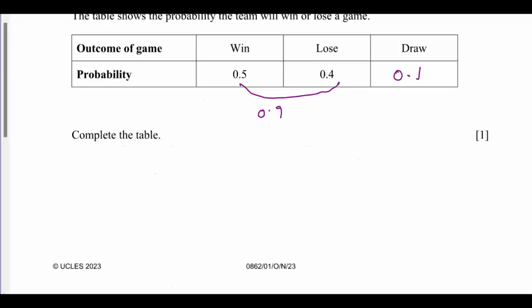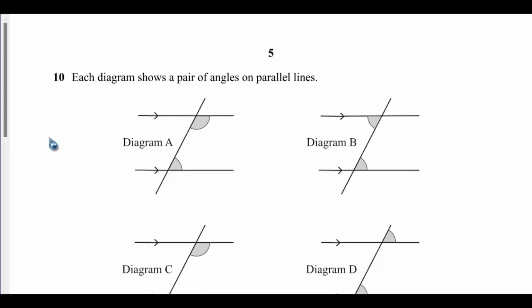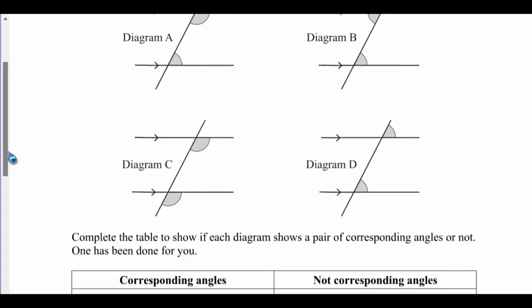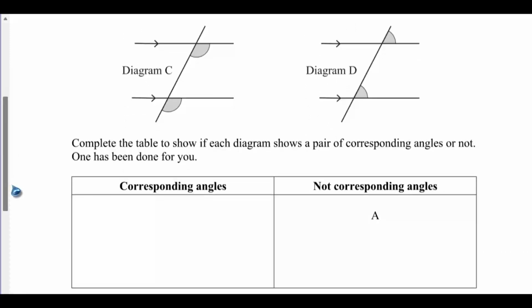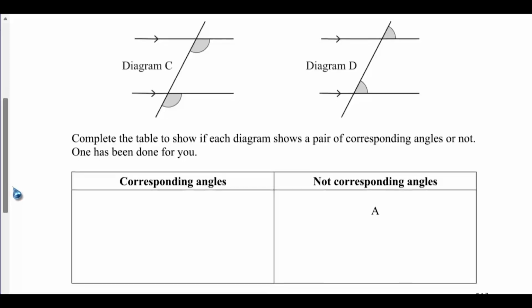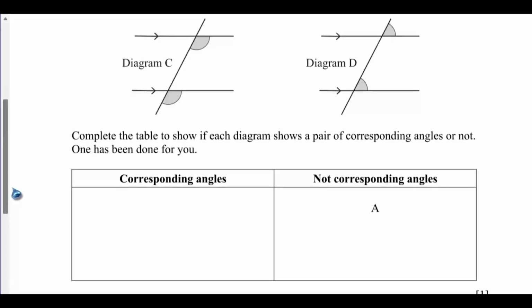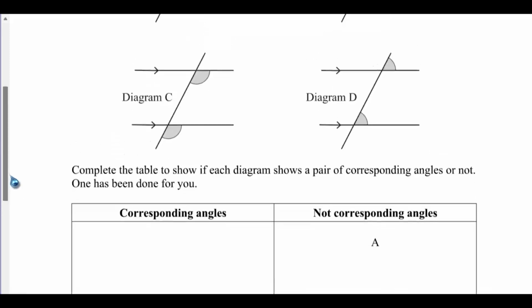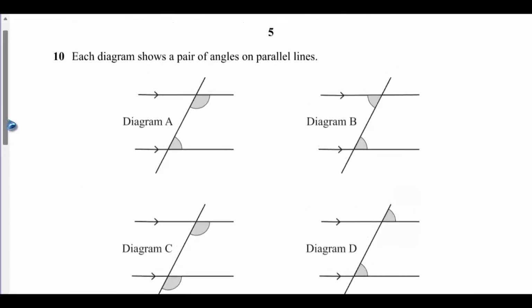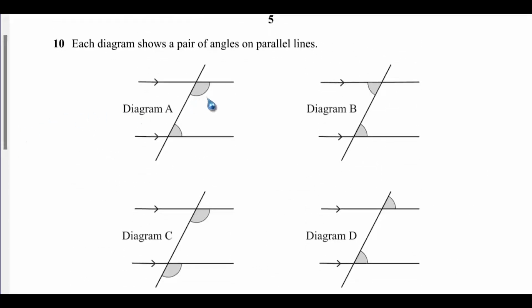So the next question will be question 10. Each diagram shows a pair of angles on parallel lines. Then complete the table to show if each diagram shows a pair of corresponding angles or not. One has been done for you already. Okay, so let's look into diagram A. We have an angle here and we have an angle here.